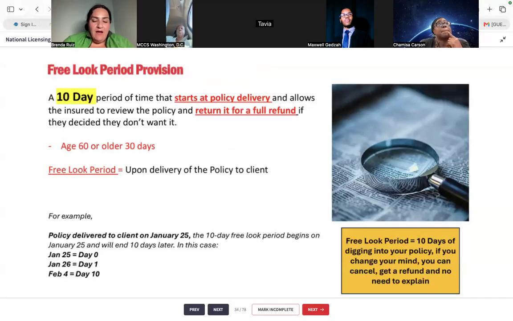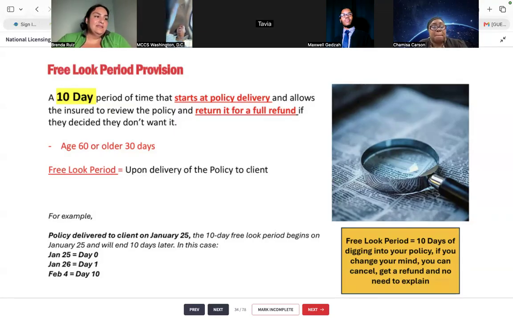Okay. The free look period provision. So the free look period, depending on how old the client is, it's kind of like the free trial. This is the period of time after the client gets their policy delivered to them, and they have time to decide whether or not they would like to keep this policy.